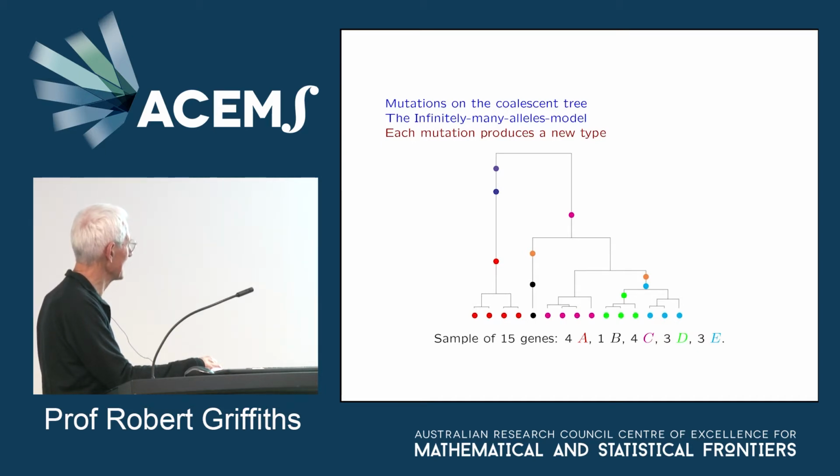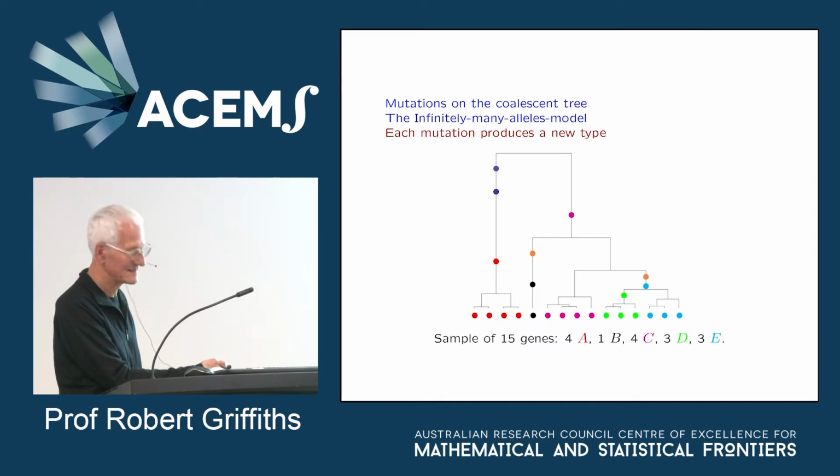Here you'd have 1 black. You'd have these ones all purple from this one, and this green, and this one's blue here. So it'd be a sample of 15 genes, which could be composed in this way. The Urn sampling formula would apply to that sample.